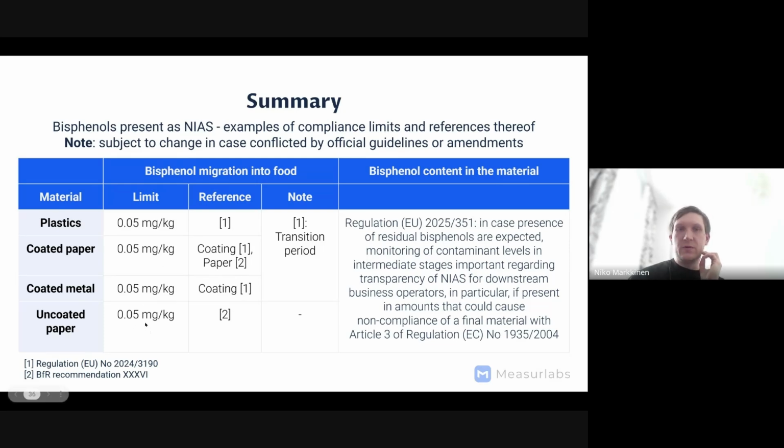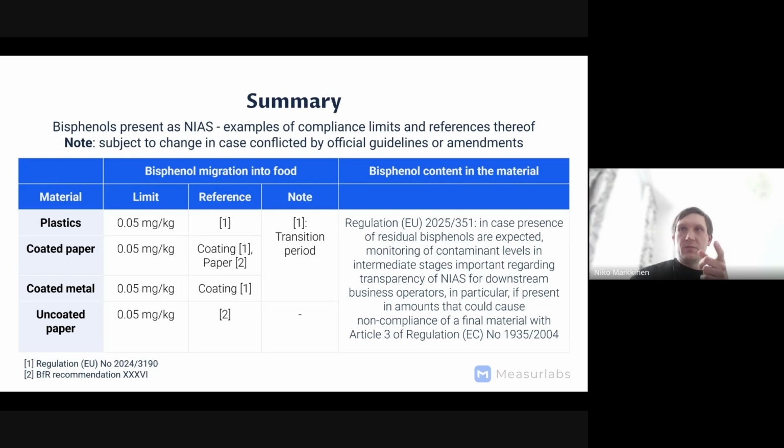With paper, it's more clear cut because you have a specific limit defined in BfR 36 in that context. But this only considers migration. And about content, in my opinion, there is no defined limit that you need to comply with in terms of NIAS. But if you anticipate or know that there might be these bisphenols as NIAS present, doing monitoring of that as part of your quality systems would be important.